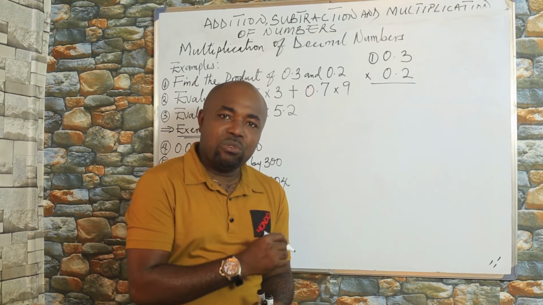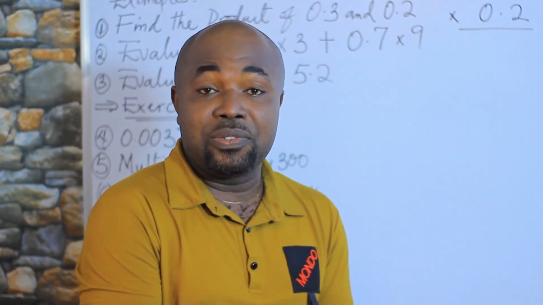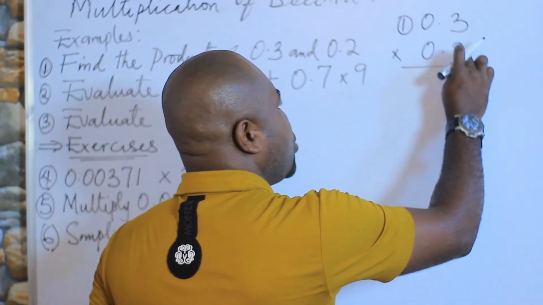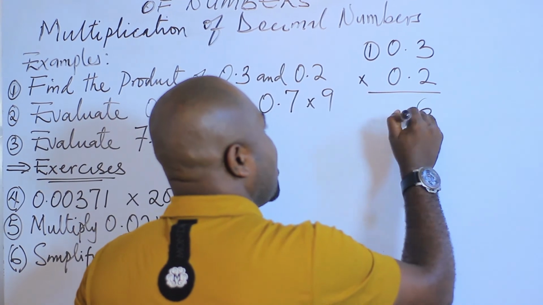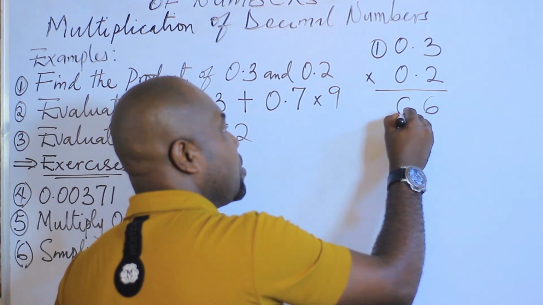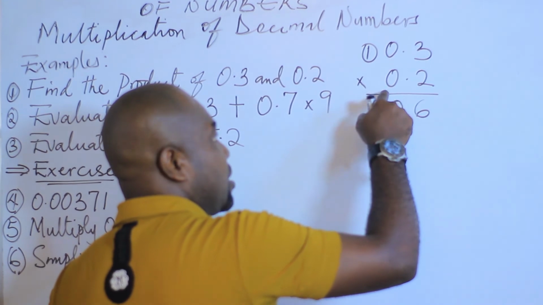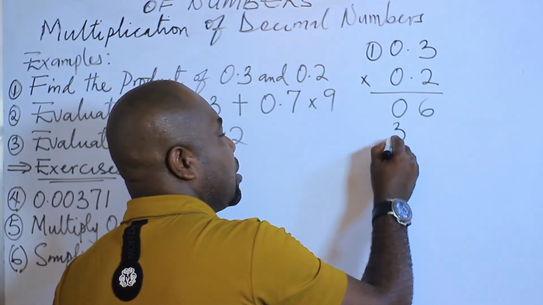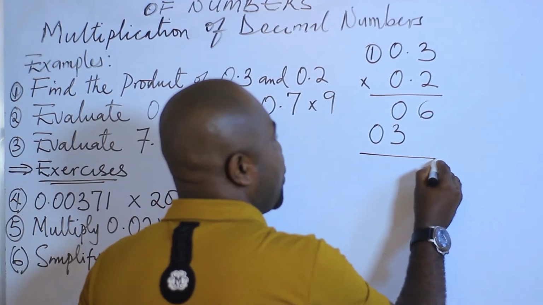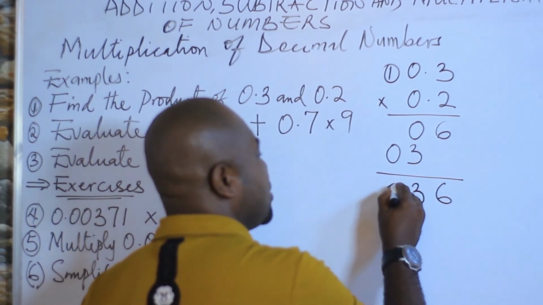You now count how many decimal places we have after the decimal points, and then put it. Okay, 2 times 3 is 6. Remember, any number multiplying 0 is 0. 2 times 0 is 0. Like I told you, ignore the decimal point. 0 times 3 is 0. 0 times 0 is 0. Then we add up. Here is 6. Here is 0. Here is 0.